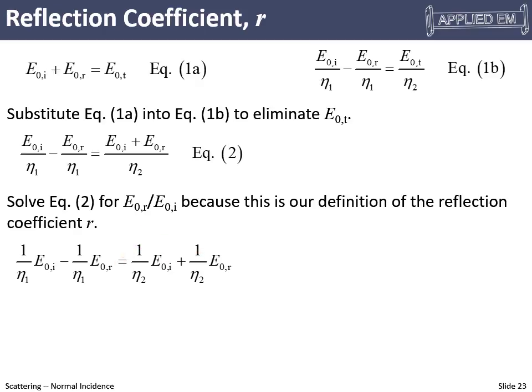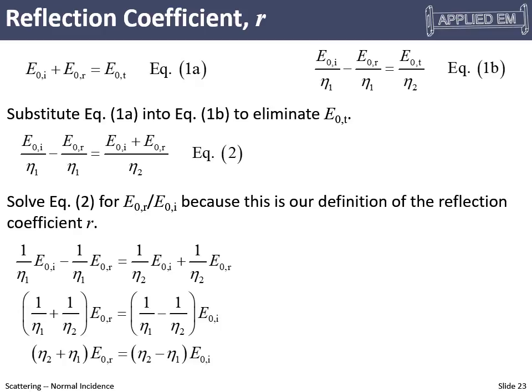Now what we want to do is move both terms containing the amplitude of the reflected wave over to the left, and both terms containing the amplitude of the incident wave over to the right. And we end up here. The next thing we'll do is multiply both sides of this equation by eta 1 times eta 2. When we do that, those impedance expressions inside the parentheses simplify down a bit. Now we're in a position to solve this last equation for the amplitude of the reflected wave divided by the amplitude of the incident wave.